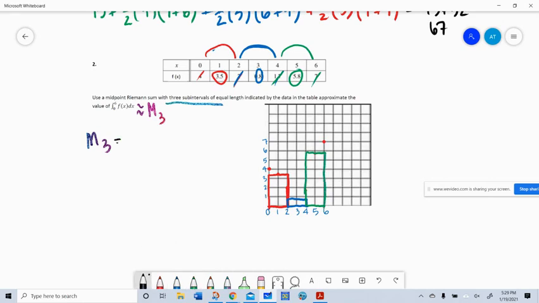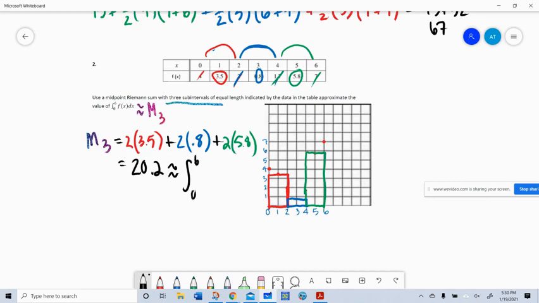So if I want to calculate M3, then I need to do this first rectangle, which has a width of 2 and a height of 3.5. My second rectangle has a width of 2 and a height of 0.8. And my third rectangle has a width of 2 and a height of 5.8. And so adding all of that together, multiplying out and adding together, I'm going to get 20.2 for my approximation from the integral from 0 to 6.